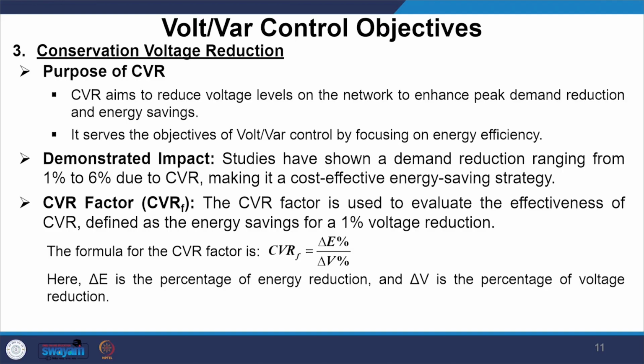Now, there is a term known as conservation voltage reduction, popularly known as CVR. And what is CVR? CVR aims to reduce voltage levels on the network to enhance peak demand reduction and energy saving. It serves the objective of Volt-var control by focusing on energy efficiency. Studies have shown a demand reduction ranging from 1 to 6% due to CVR. So, with the presence of CVR, the demand can reduce by 1 to 6%, making it a cost-effective energy saving strategy.